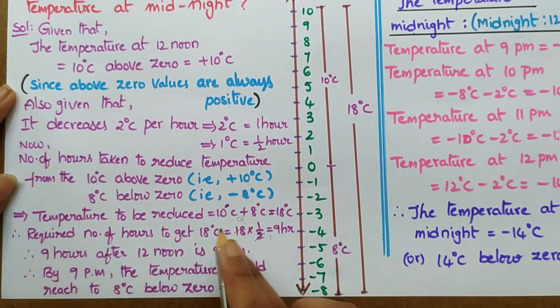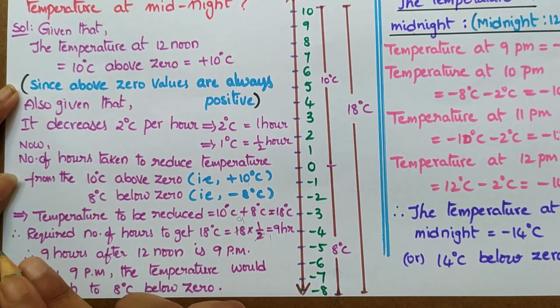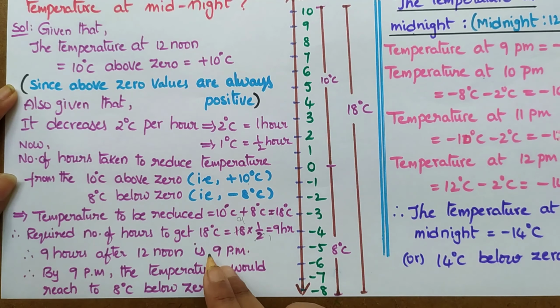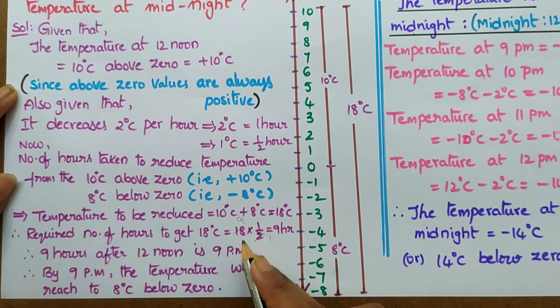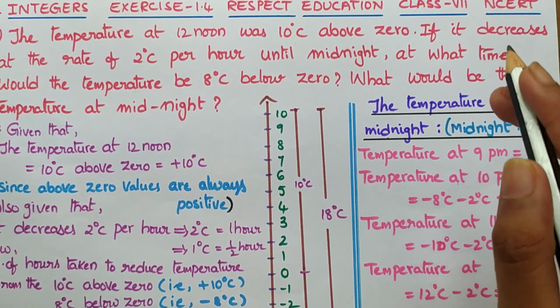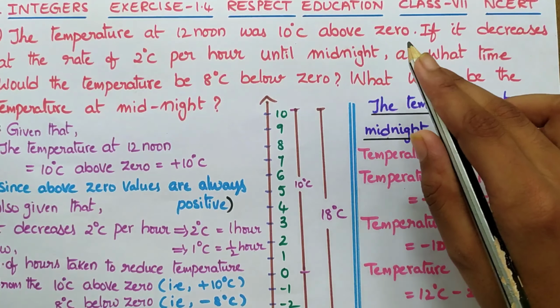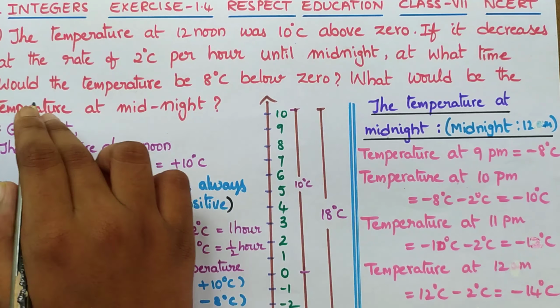Therefore it is asked the timing. So 9 hours after 12 noon is 9 p.m. If you count, we get 9 p.m. By 9 p.m. the temperature would reach 8 degrees Celsius below zero, nothing but minus 8 degrees Celsius. Is it clear friends?